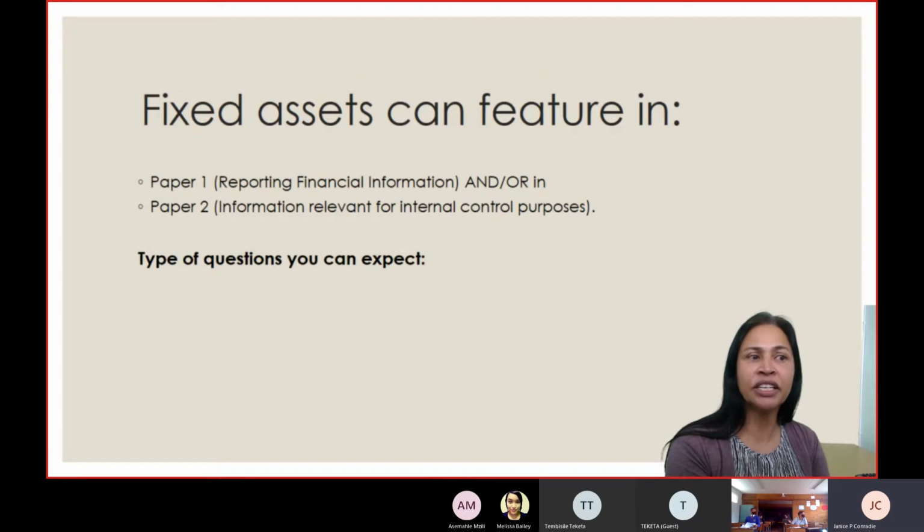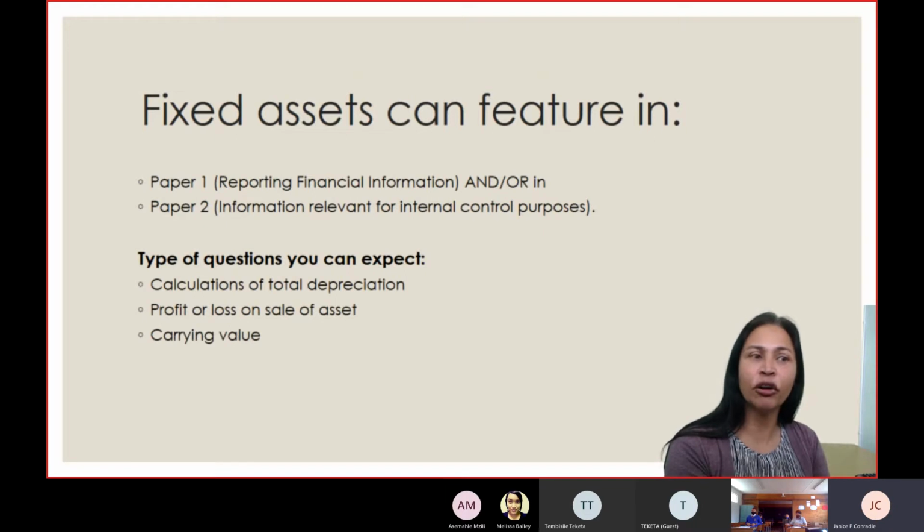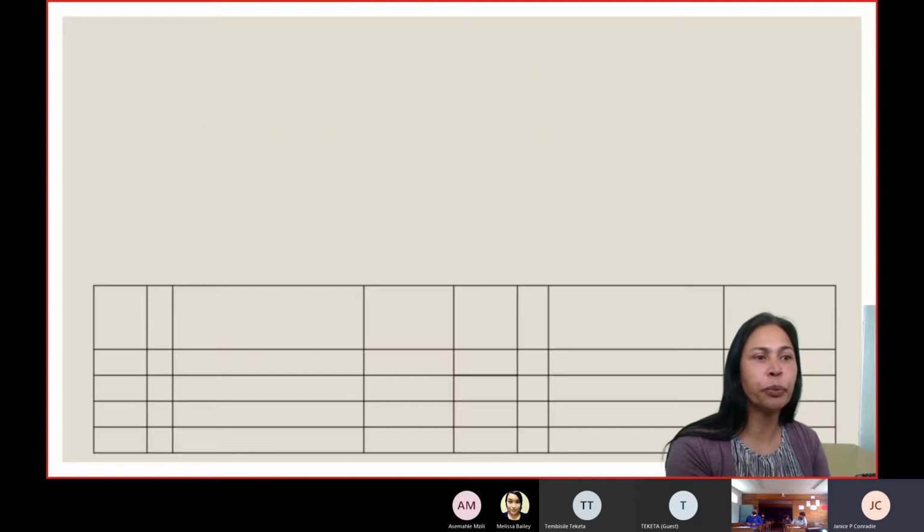The type of questions that you can expect: the calculations of the total depreciation, whether we have made a profit or a loss on the sale of an asset, the carrying value of the asset. You must be able to calculate and determine information that must be reported and recorded in an asset disposal account. How to either complete a fixed asset note or find missing information in the fixed asset note, as well as how to answer questions on internal control.